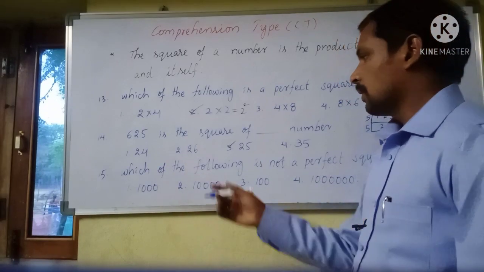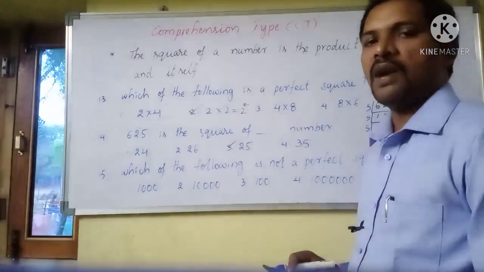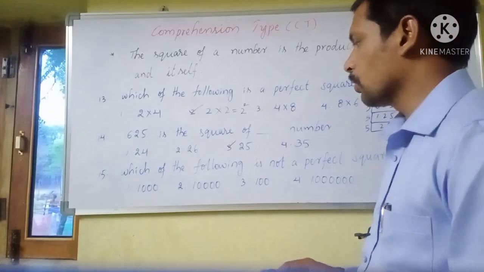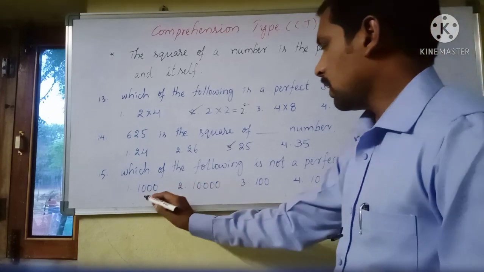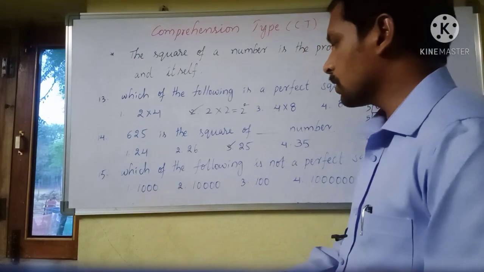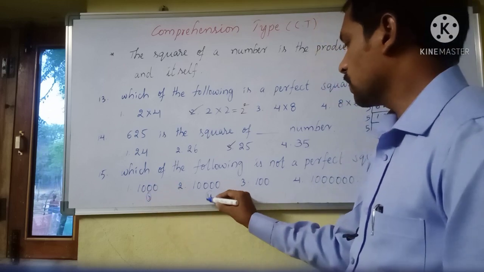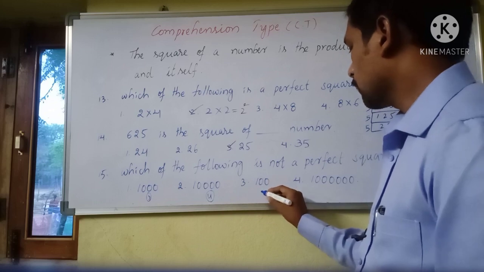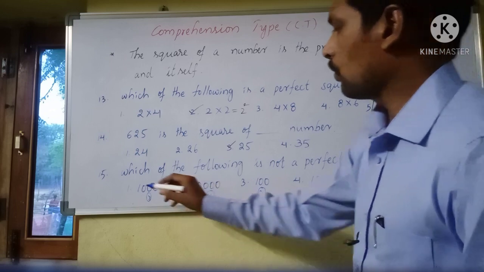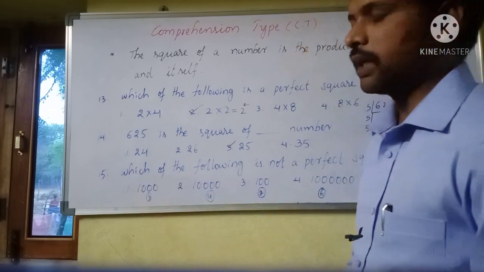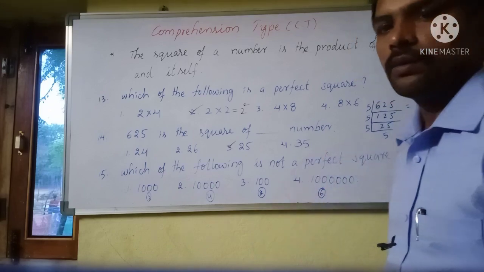Then coming to 15: which of the following is not a perfect square? A number having an odd number of zeros is not going to be a perfect square. In the first example there are 3 zeros, in the second example 4 zeros, in the third option 2 zeros, and in the fourth option 6 zeros. Then the odd number of zeros is the first option, so it is not a perfect square.